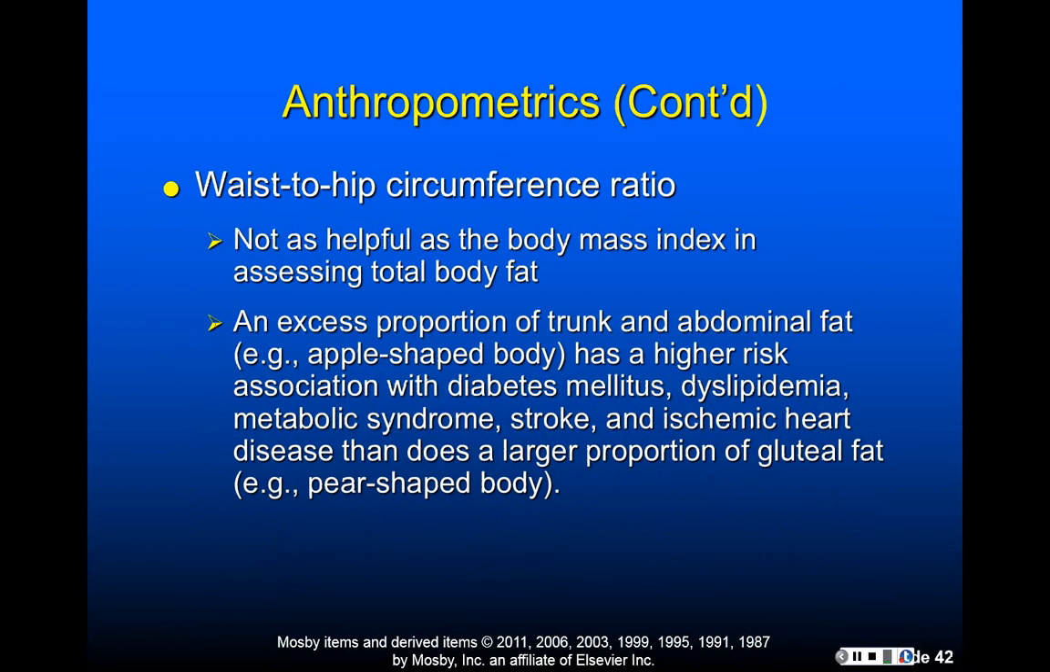A waist to hip circumference ratio can be measured, but it's not usually as helpful as the BMI in assessing total body fat. A higher proportion of fat in the trunk and abdomen is associated with a higher risk of obesity-related diseases than a body that has a larger proportion of gluteal fat.